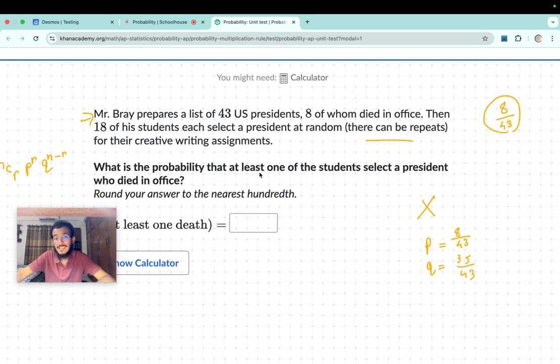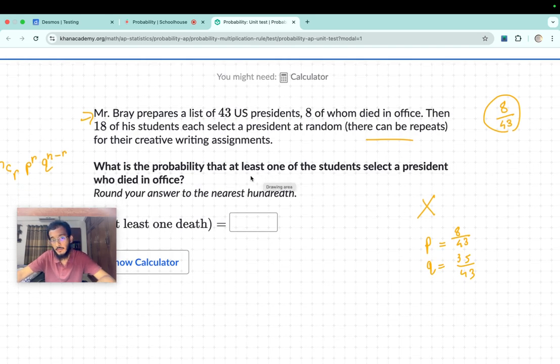So what is the probability that at least one of them, which means you have to include 1 and 2 and all the way up until 18 of his students will select a president at random? There can be repeats, which means the probability will stay constant for success and failure. So we're trying to find the probability of x is at least, so greater than or equal to 1.